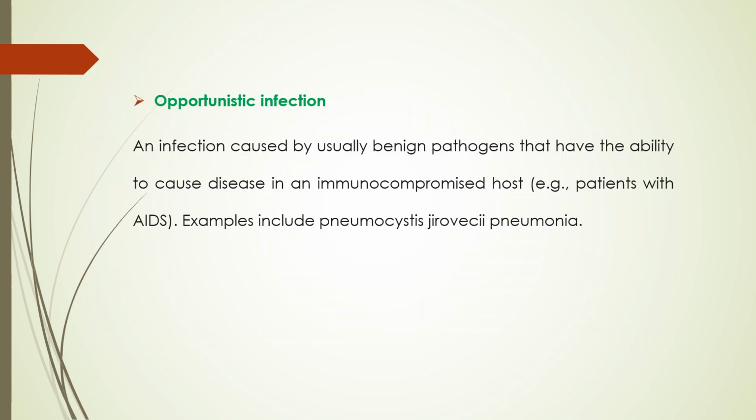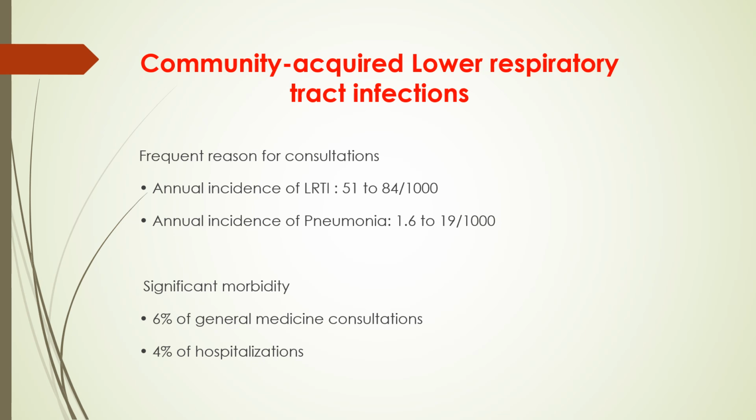What about opportunistic infection? It's an infection that is usually benign for an immunocompetent person, but it can cause disease for a person who has problems with his immunity, like patients who are living with HIV. And the most common germ is what we call Pneumocystis jirovecii.